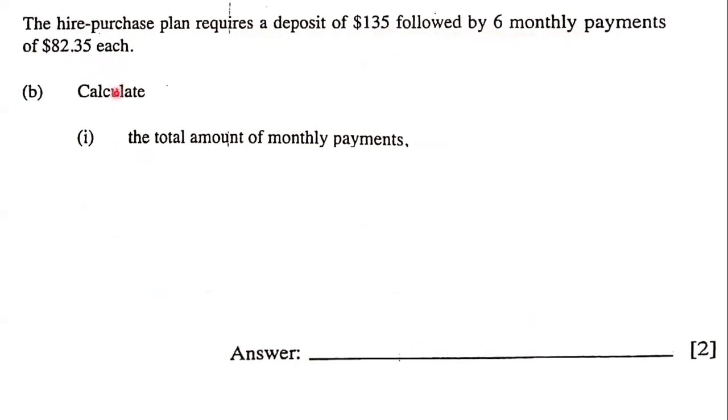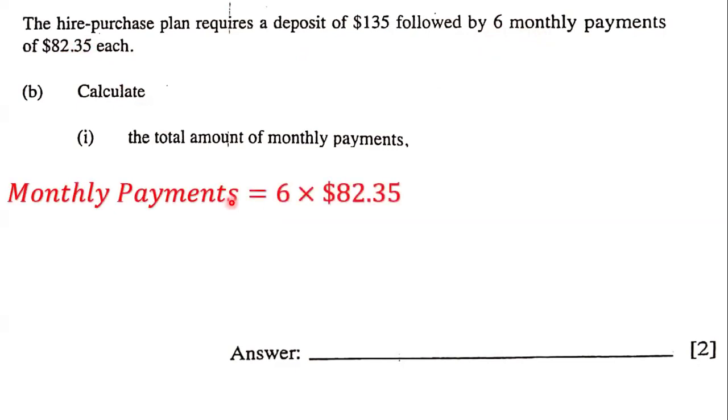$82.35 each. Calculate the total amount of monthly payments. So we need to determine the total amount of monthly payments. Now, in order for us to get this, we have to take 6 because there are 6 months, and each month the person has to pay $82.35. And so in order for us to get the total amount of the monthly payments, we have to multiply 6 months by the amount that has to be paid per month, which is $82.35.